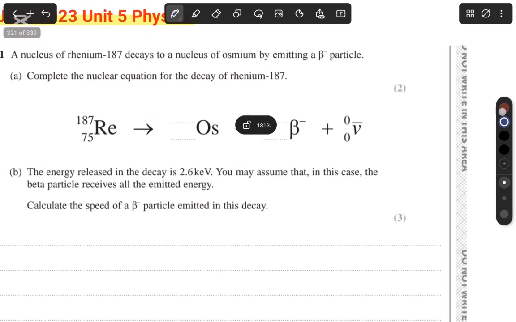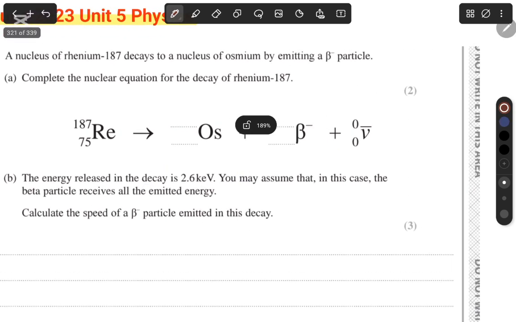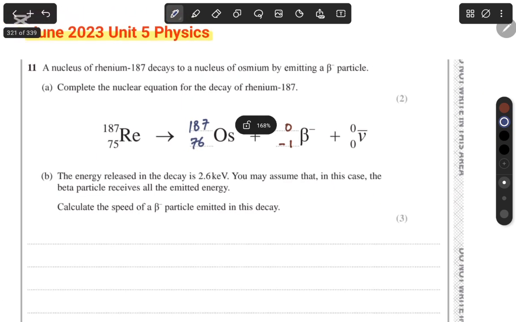So it's a very simple question. We know that the beta particle has a negative charge, so it's going to be -1 over here, and we have no protons or neutrons, so it's going to be 0 right here. And then we're going to balance it all out, so we're going to put 187 here, and then to balance the lower part of this equation, we're going to put a 76 here, so pretty simple.